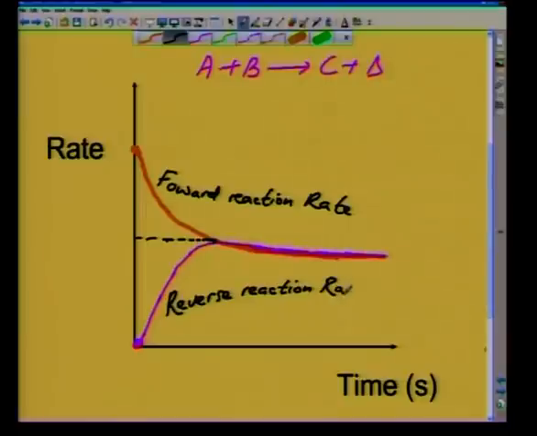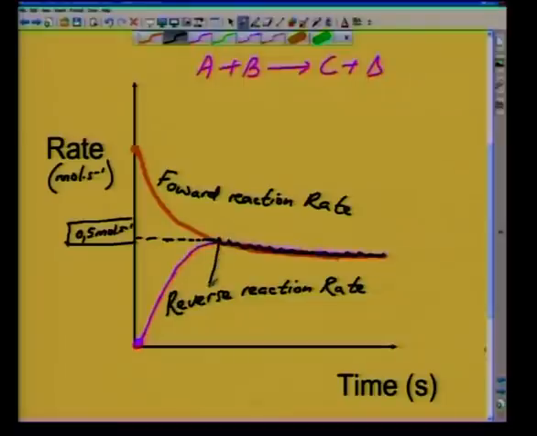Okay? Now, at this point here, the rate of the forward equals the rate of the reverse. Say here it was at 0.5 mole per second. Remember, this is the unit for rate of reaction, mole per second. At that point, the forward and the reverse reactions are having the same rate.